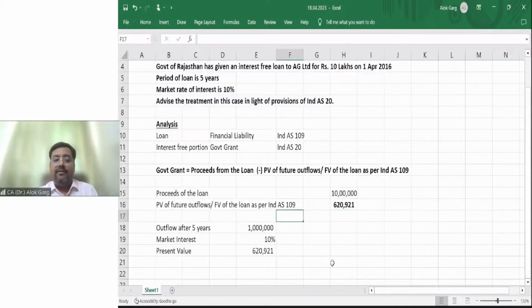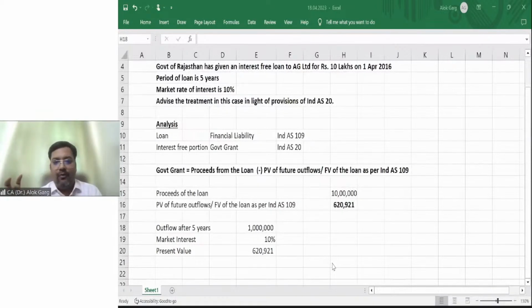Is that clear? Sriram, is that clear? Namrata, is that clear? Till now, is it clear or not? Guys, I'm not getting a response. Till now, is it clear to everyone? I am telling you how this interest-free loan has to be accounted for, or how the concessional rate has to be accounted for, right? Is it clear or not clear?